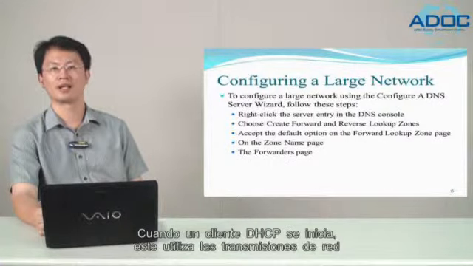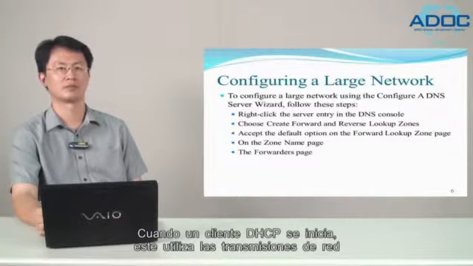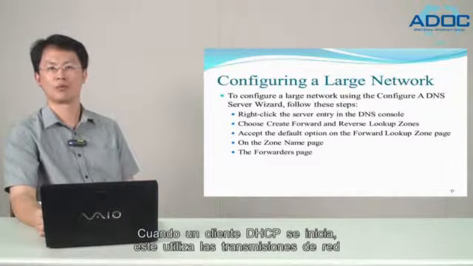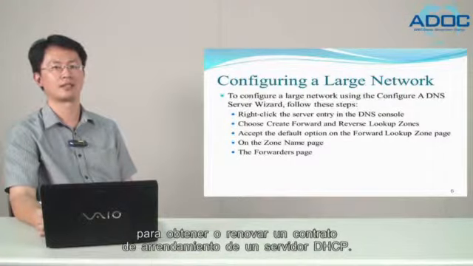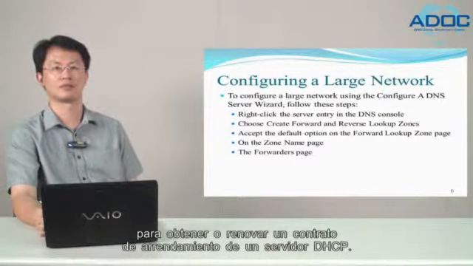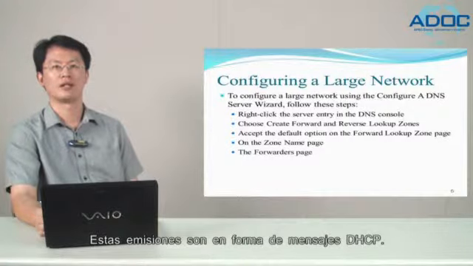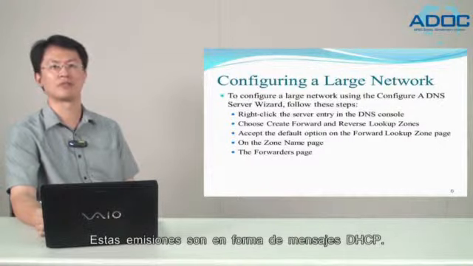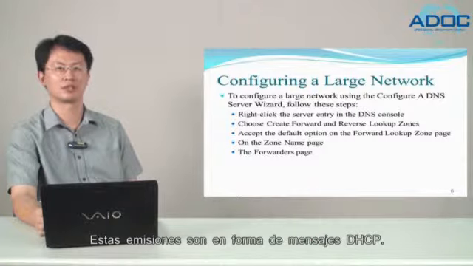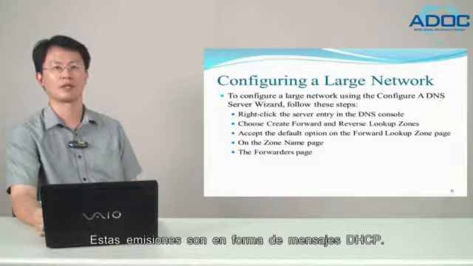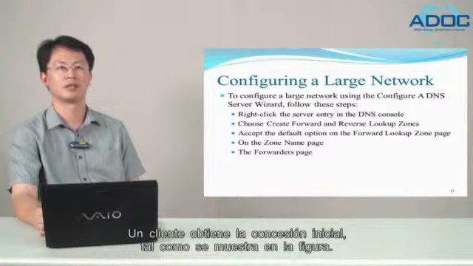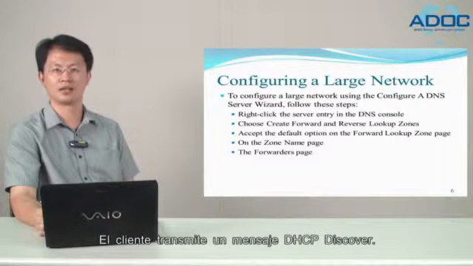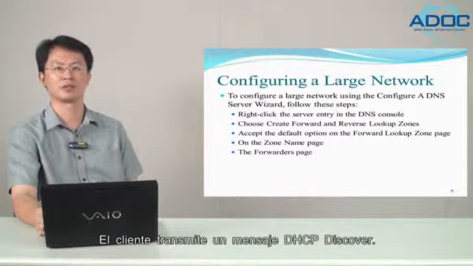When a DHCP client is started, it uses network broadcast to obtain or renew a lease from a DHCP server. These broadcasts are used in the form of DHCP messages. A client obtains its initial lease as shown in the figures. The client broadcasts a DHCP discover message.